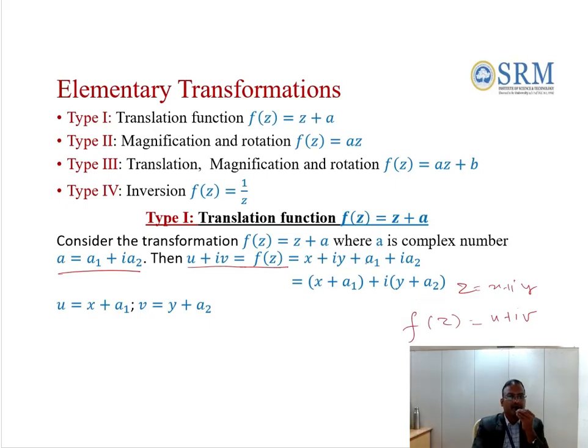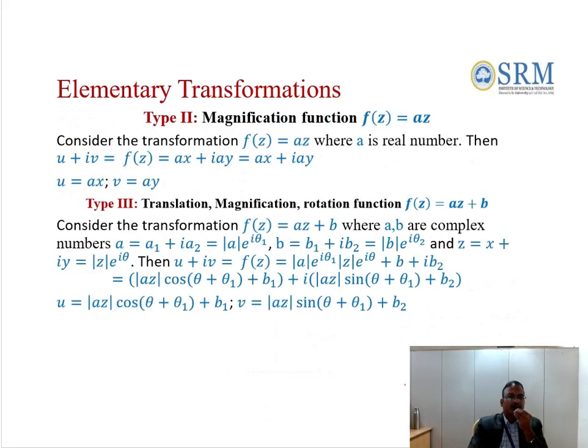Therefore x + iy + a is x + iy + a1 + ia2. Then you group the real and imaginary parts, then you will get (x + a1) + i(y + a2). Therefore if we equate the real and imaginary parts, then u = x + a1 and v = y + a2. That is, we have some point, say for example here x + iy somewhere here, iy somewhere here. In the w plane, it is translated to some other place. Originally it is somewhere here, and then it is translated to somewhere here. This is the translation.